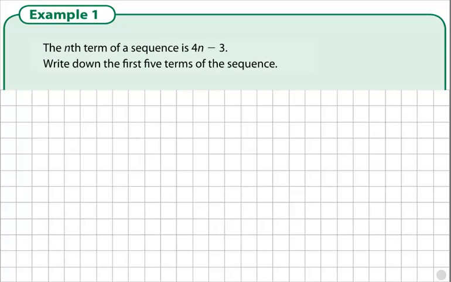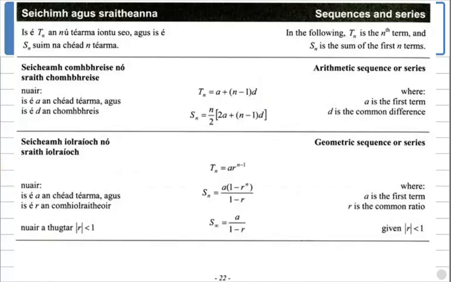This video is on the nth term of an arithmetic sequence. The formula can be found on page 22 of your formula book, and it is Tn is equal to A plus bracket n minus 1 bracket D, where A is the first term and D is the common difference.